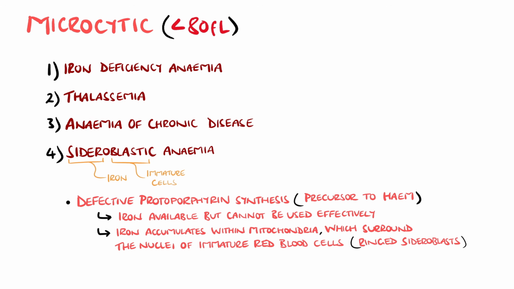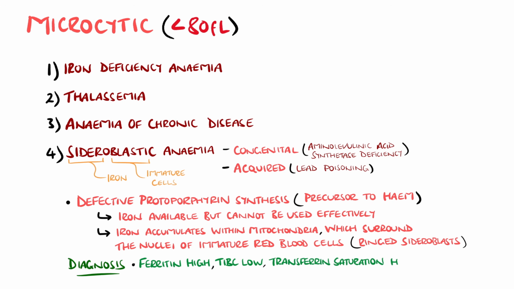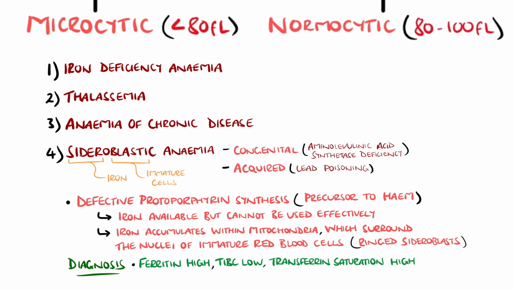This can be congenital, for example a deficiency of aminolevulinic acid synthetase, or can be acquired, such as in lead poisoning. In these cases, ferritin is high, total iron binding capacity is low, and transferrin saturation levels are high.